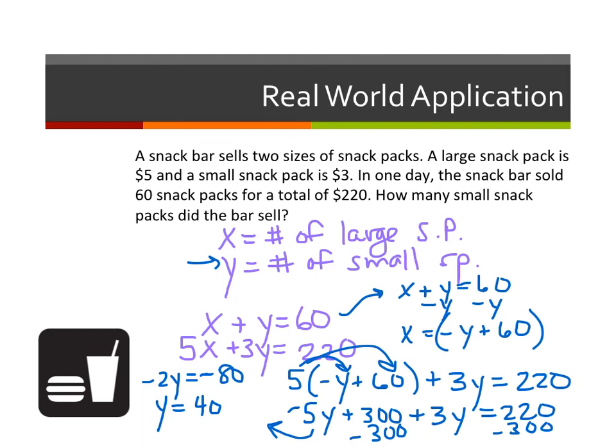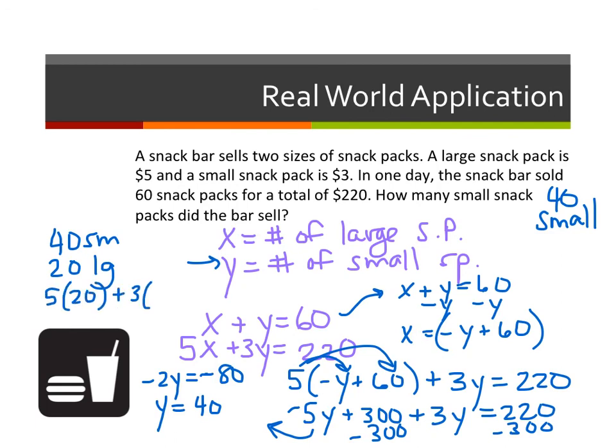All right, so 40 small snack packs is my answer. But you know what? I didn't actually check my answer. Let's check it. If there were 40 small, there had to be 20 large. If that's the case, let's check the money situation. 5 times 20 and 3 times 40. That's the money they should have made off of them. 5 times the large snack packs, 3 times the small snack packs. That's 100 plus 120, which is 220. We definitely got it right. 40 small snack packs were sold.